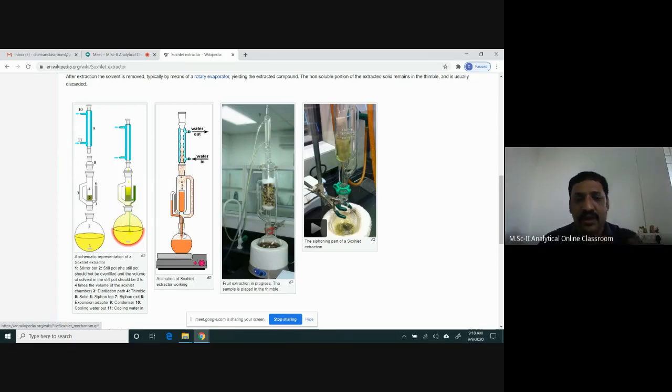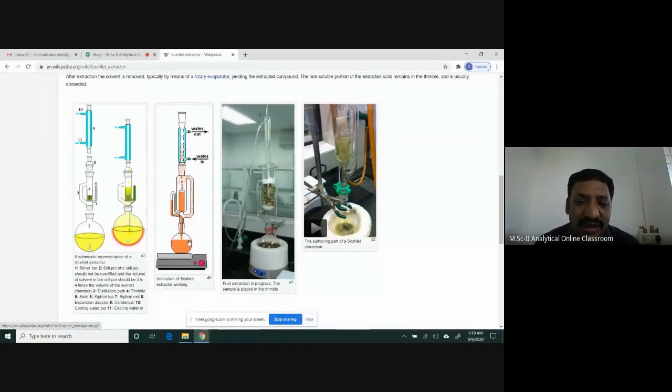So in this way, you have to keep that sample for 1 hour, 2 hours, 12 hours according to the pigment concentration in that corresponding plant. Okay. And after that, if it is completed, then all the solvent, due to this cooling system, comes again into the round bottom flask, and by distillation of this solvent you have to separate the pigments from the plants. So it is called a Soxhlet apparatus.